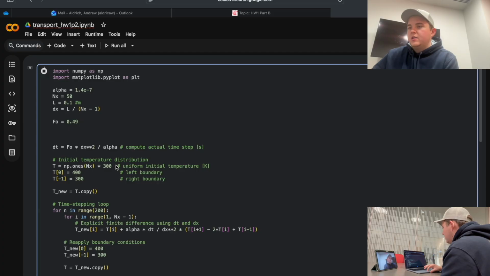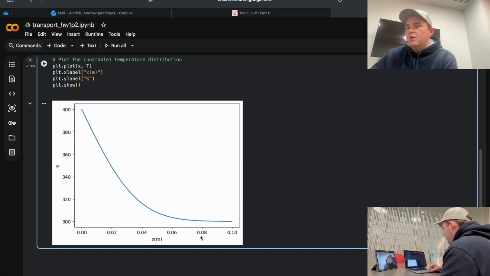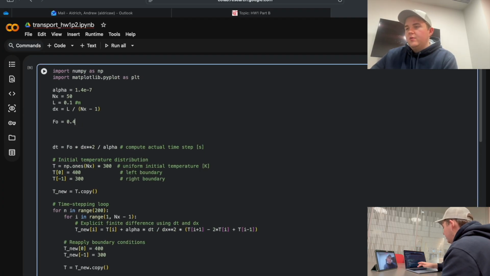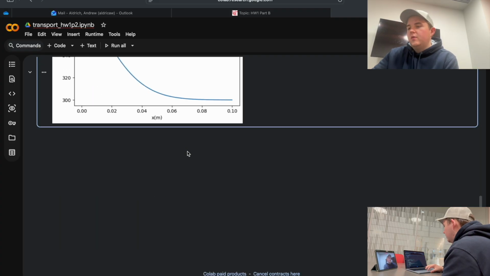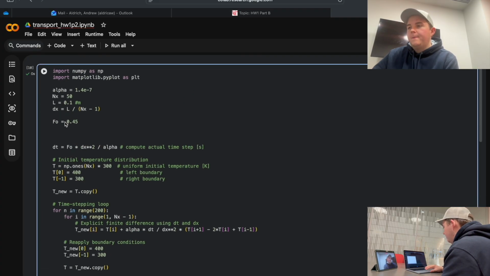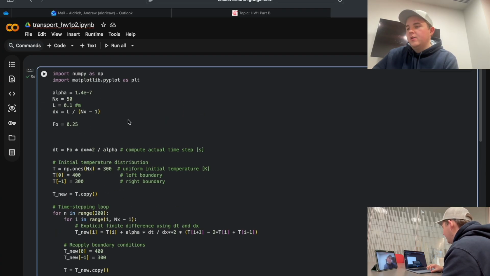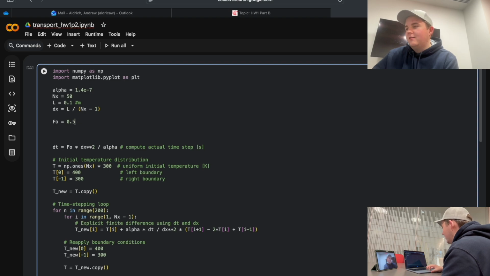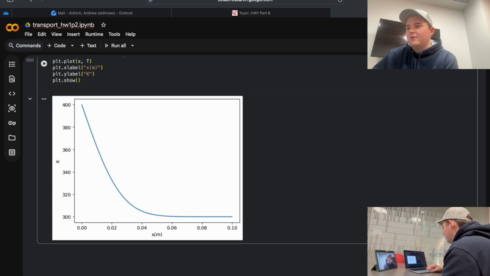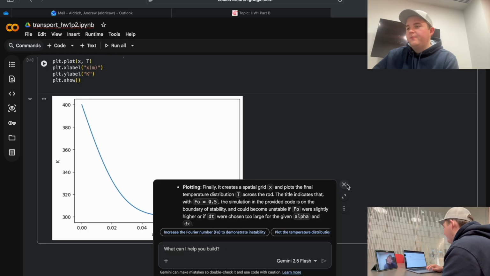And if we even change that to 0.45, you'll see it just remains stable. We can even go really, really low, and everything stays the same. Then we can go up really high with our Fourier number, and you'll see it going really unstable.